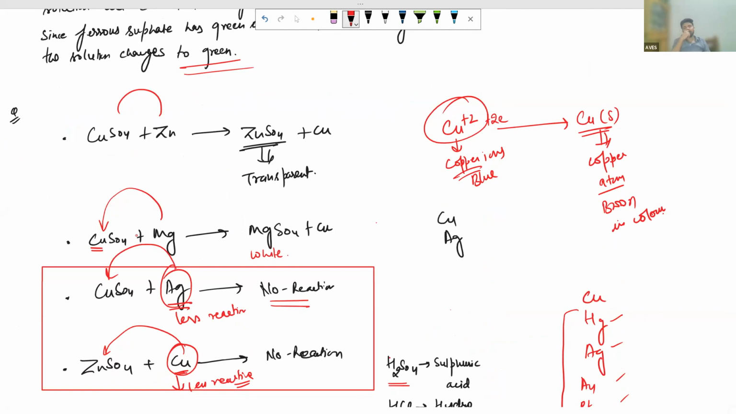Why? Because silver is less reactive than copper. So note it down, please.